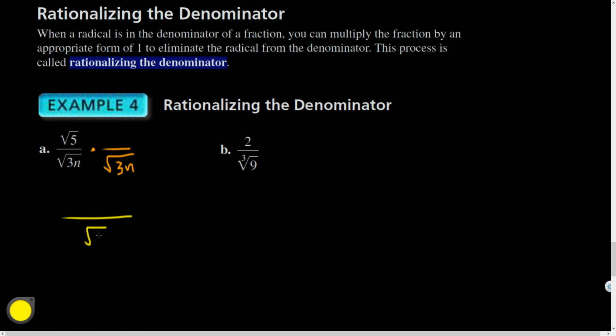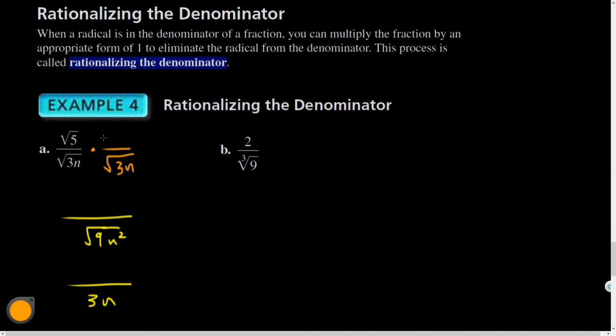Another way I could think about it is 3 times 3 is 9, and n times n is n squared. And the square root of 9 is going to be 3, and the square root of n squared is going to be n. So by choosing something that gives me perfect squares to cancel out with the square root, that's good news for me. But I can't just willy-nilly multiply the denominator by this value. I have to multiply the top as well.